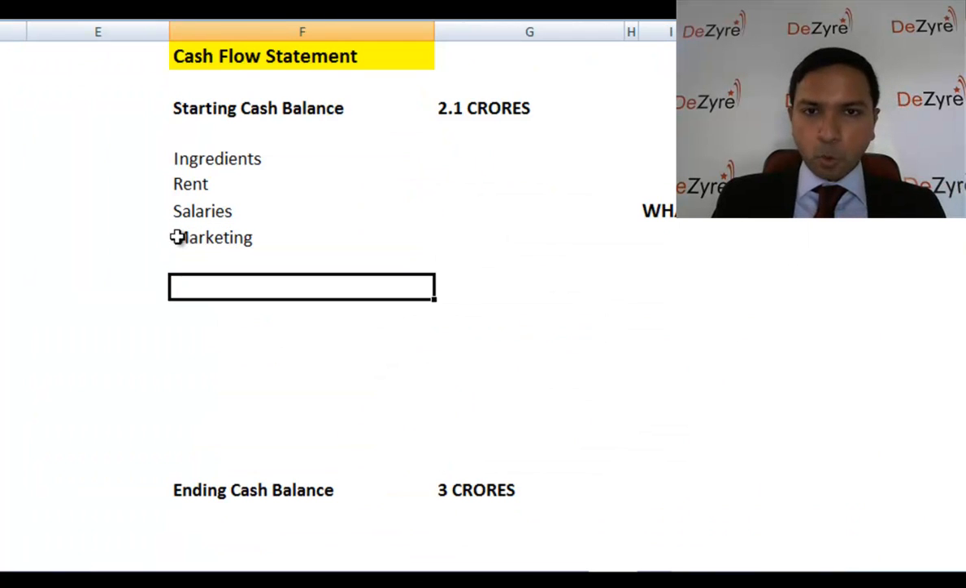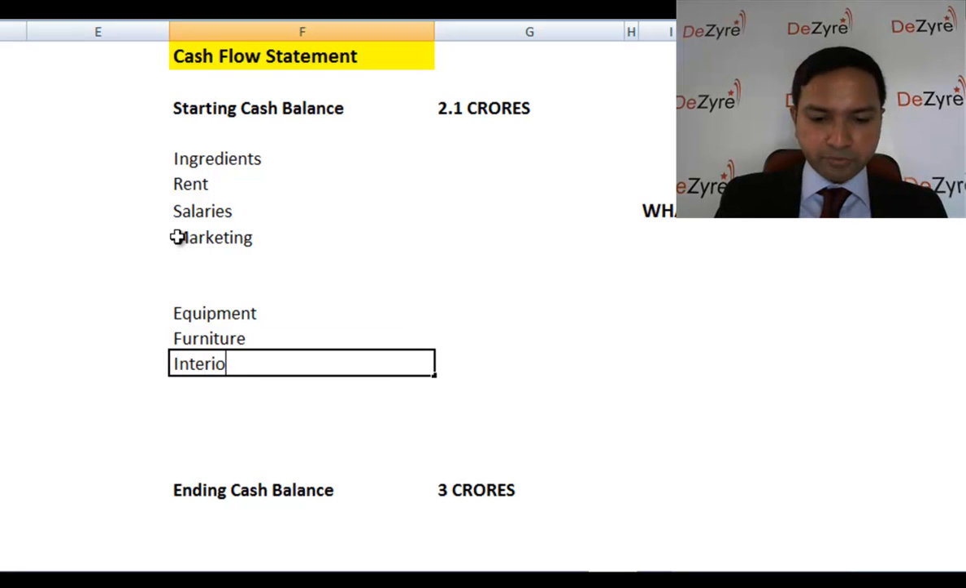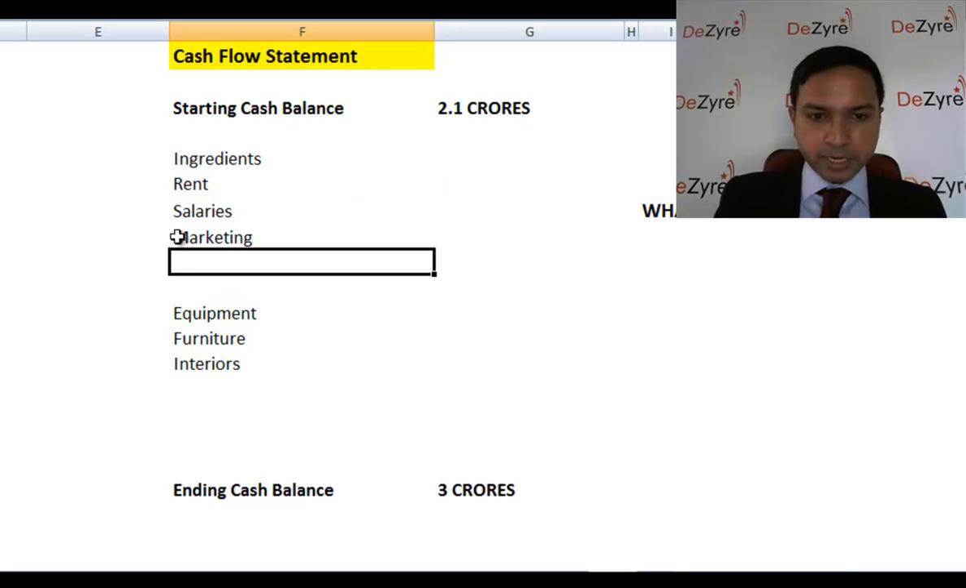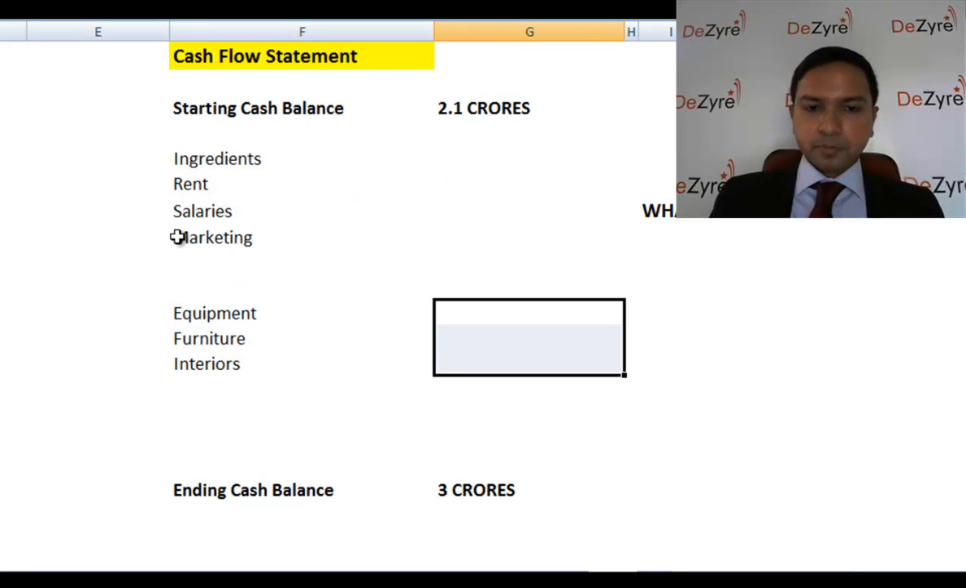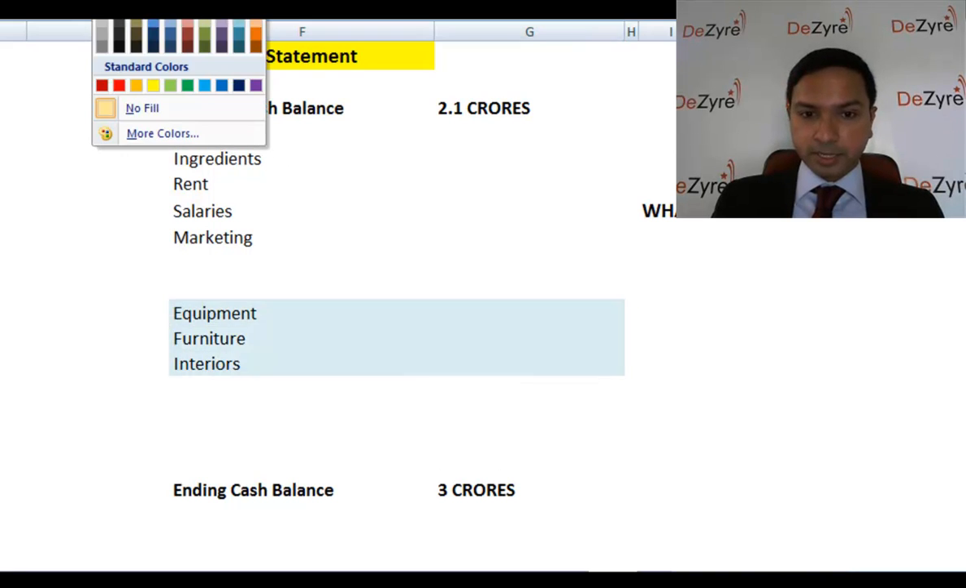What has all of these things? The balance sheet. So we have all those expenses, right? We have to buy equipment, we have to buy furniture for the store, we have to make up the interiors. You see how none of these are here? So those are things you need the money for. Now that's a good point.